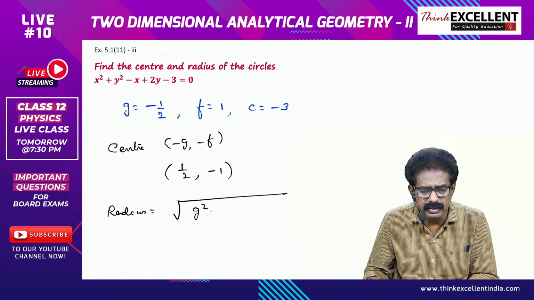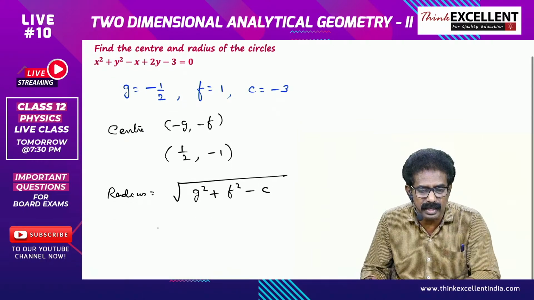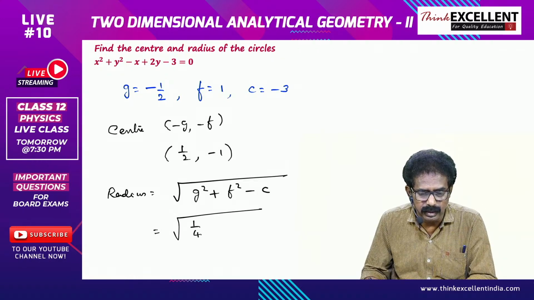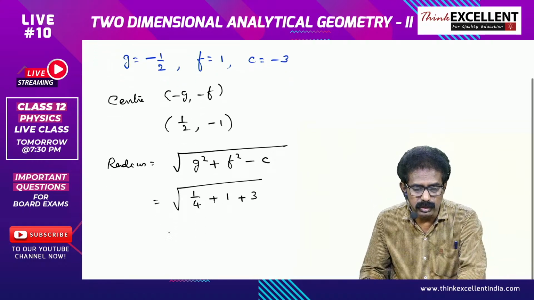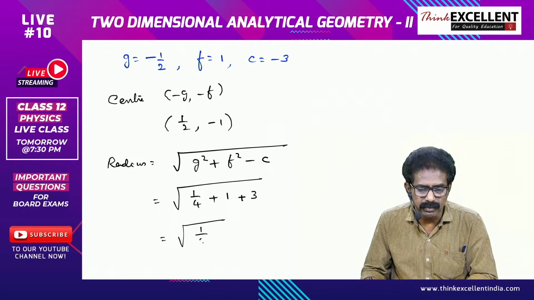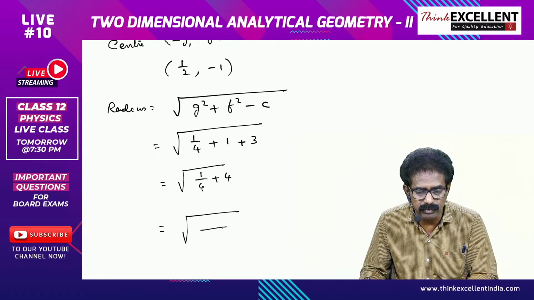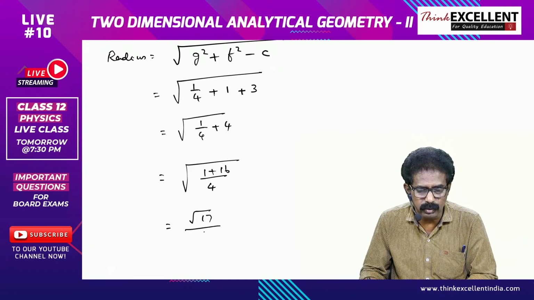Root of g square plus f square minus c. Substitute the values, you will get the answer. G square, g is minus half, square it, you will get 1 by 4. Plus f square, 1 square is 1, minus c, c value is minus 3, so minus minus 3 becomes plus 3. So you are getting root of 1 by 4 plus 1 plus 3. Take LCM, 4 is the LCM, 1 plus 4 fours are 16, so root of 17 by root of 4, which is 2. Just write the units, okay?